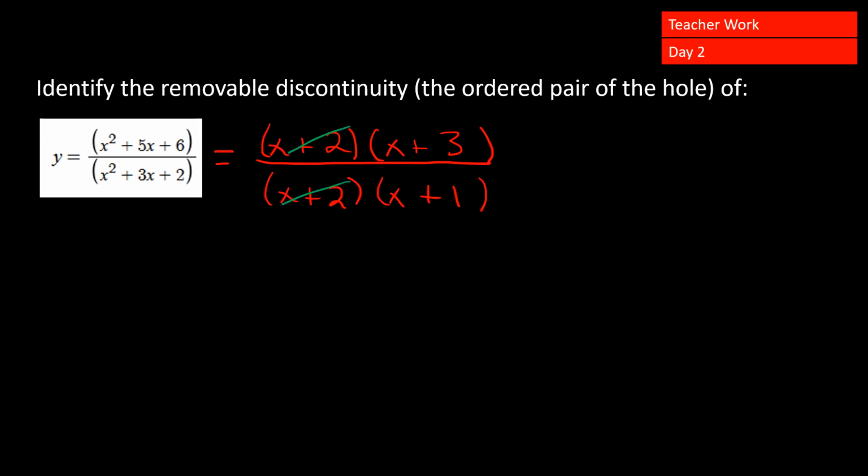So this has already happened. Because that's happening, as soon as you start removing these binomial factors, you've got to say, well, x plus 2 is going to give me a hole. So I'm going to set that equal to 0. I get that x equals negative 2, and there is my hole.